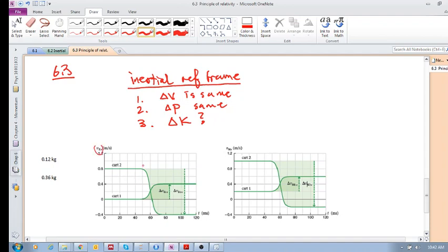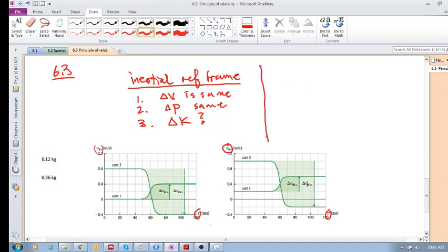If you look at the velocity time curve in the Earth reference frame, and you look at the velocity time curve in any other inertial reference frame, then that delta V is the same in both, which means also the change in momentum is the same. So the delta V here was 0.4 for cart 1, and here again you can see it's 0.4 for cart 1 in the other reference frame.